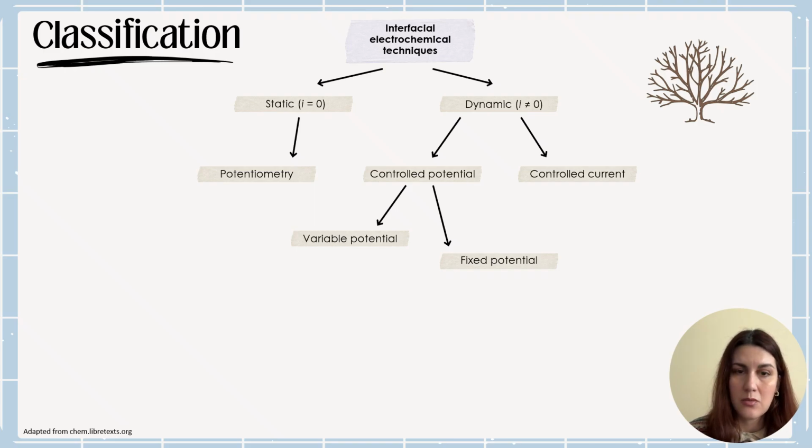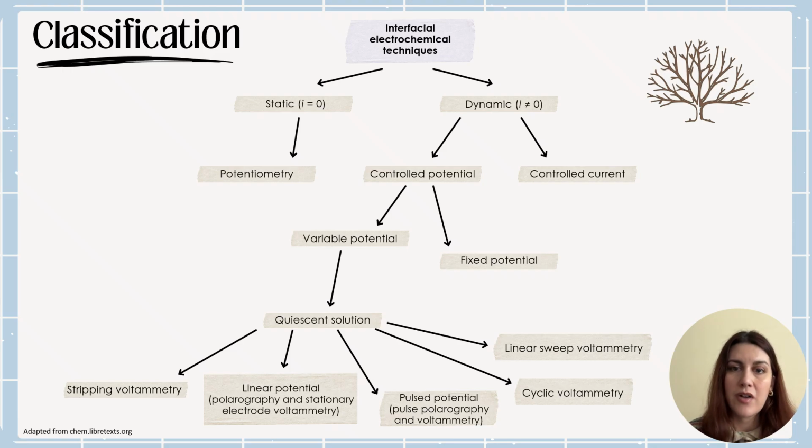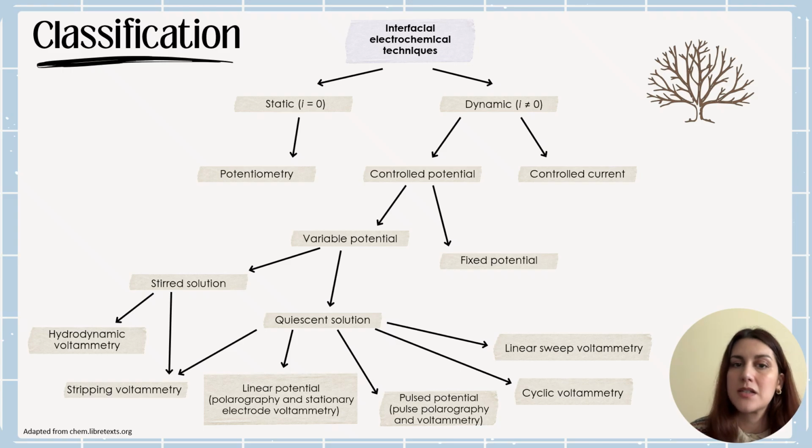So for example, when the potential is varied over time, we enter the family of voltammetric techniques. These include widely used methods such as linear sweep voltammetry and cyclic voltammetry, which are fundamental tools for studying electrochemical reactions and energy storage materials. These voltammetric techniques can also be performed under different mass transport conditions. So for example, experiments can be conducted in quiescent solutions where the electrolyte is still, or in stirred solutions, which enhances mass transport. Stirred systems are often used in hydrodynamic voltammetry and stripping voltammetry.